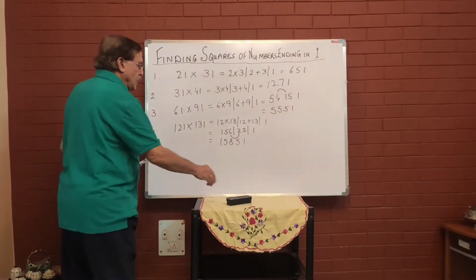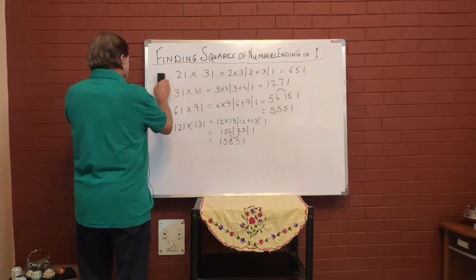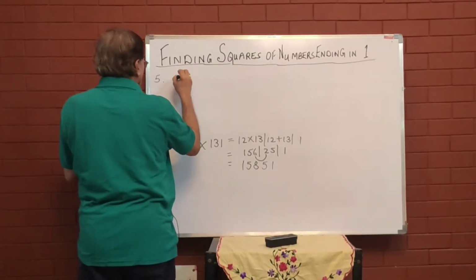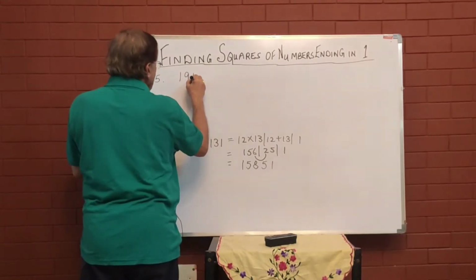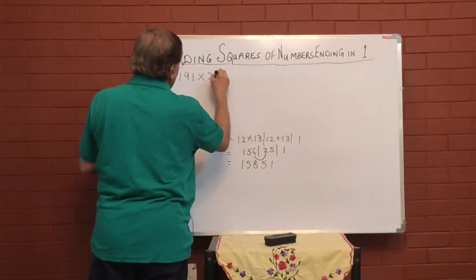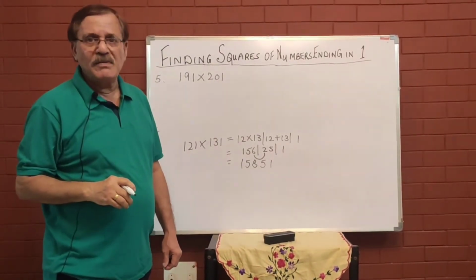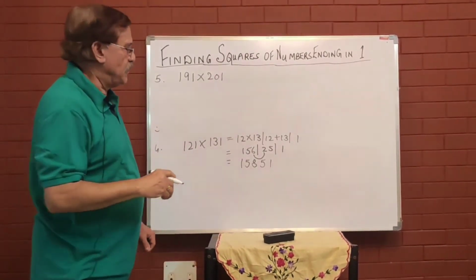And finally, let us take one last question more. Fifth one, 191 multiplied by 201. I am just taking random numbers. You can also take random numbers yourself and you can try up with these practice.